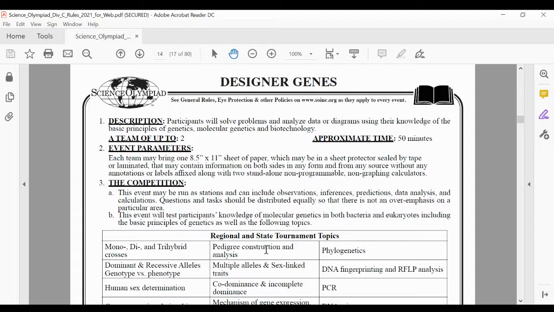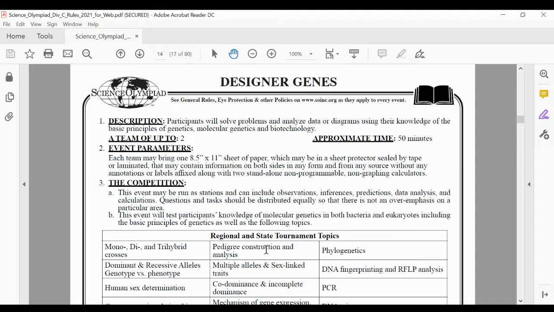And so I wanted to spend a little time with you today to describe the event and what you can expect on the exam. So the event description is stated right there, and you can read that on your own. It will be a team of up to two, and the approximate time of the exam, which will be delivered through Google Classroom, will be about 50 minutes.